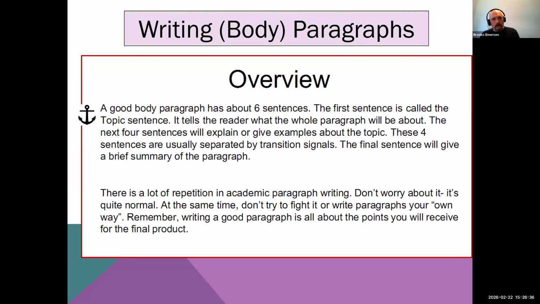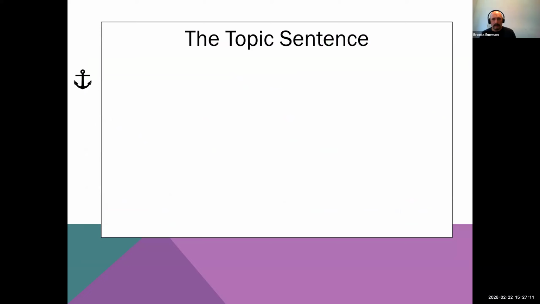If you use Google or ChatGPT and find out what transition signals are, you'll see there's a whole list of them. They can tell you the order: first, second. They could tell you additionally, moreover, or they might be opposite: on the other hand, however. These words are called transition signals. And then the final sentence will be the summary or the conclusion of the paragraph. So let's get into it. Let's start with the topic sentence.